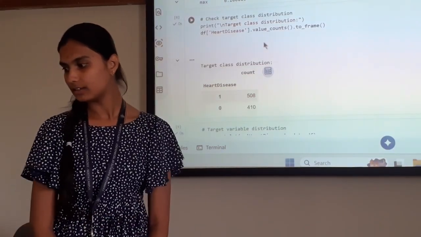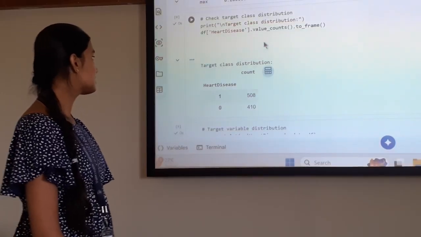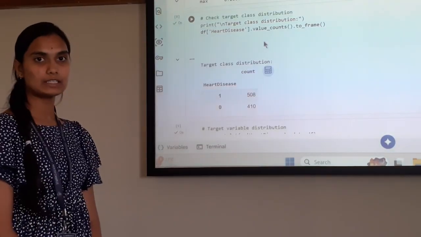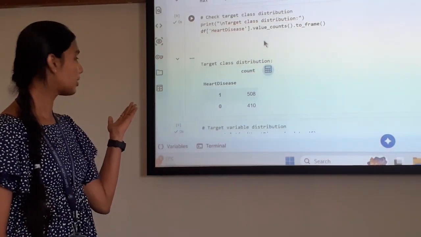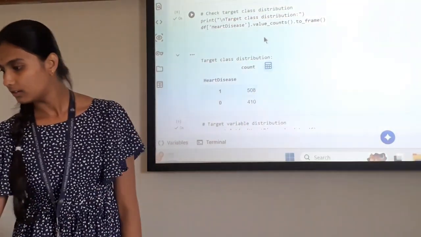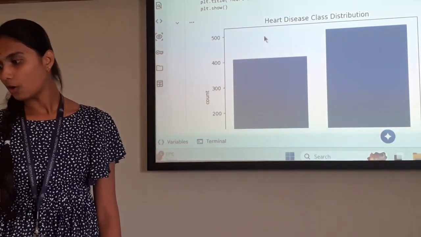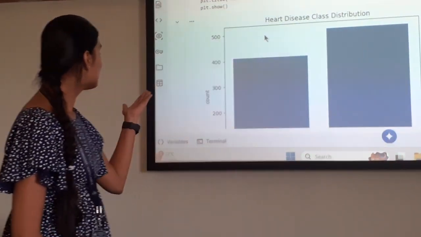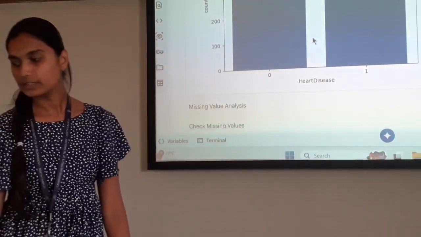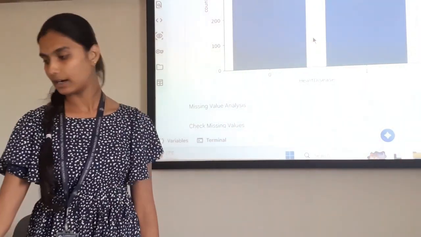Class distribution: the target, heart disease, has 2 binary values, 0 and 1, where 1 indicates those who have heart disease and 0 indicates those who do not. The count of heart disease patients is 508, and those not having heart disease is 410. This is the count plot for the people who are having heart disease and who are not, where 0 indicates not having heart disease and 1 indicates having heart disease.